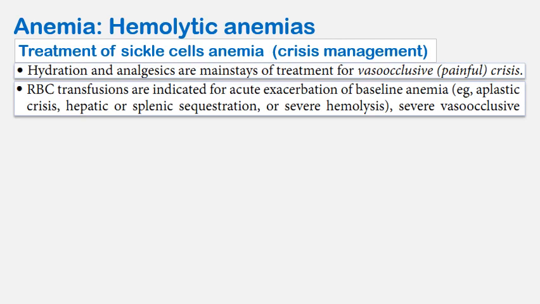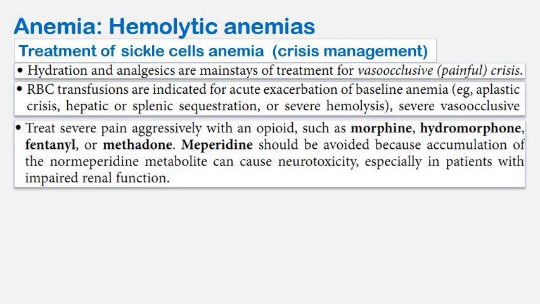In other words, if we have very severe hemolysis and the hemoglobin concentration is very low, the oxygen transportation capacity is very low. So we need to add RBC transfusion to maintain the oxygen transportation to the organs to avoid infarction, like myocardial infarction, stroke, and kidney infarction. For severe pain: fentanyl, methadone, meperidine, morphine, hydromorphone.